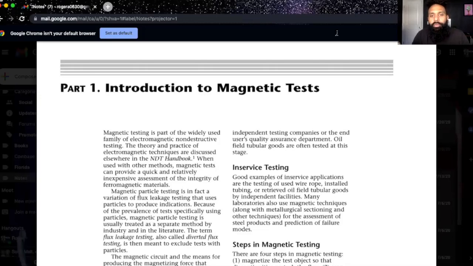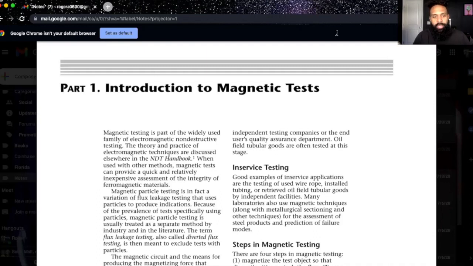Part 1, Introduction to Magnetic Tests. Magnetic testing is part of the widely used family of electromagnetic non-destructive testing. The theory and practice of electromagnetic techniques are discussed elsewhere in the NDT Handbook. When used with other methods, magnetic tests can provide a quick and relatively inexpensive assessment of the integrity of ferromagnetic materials. Magnetic particle testing is, in fact, a variation of flux leakage testing that uses particles to produce indications.